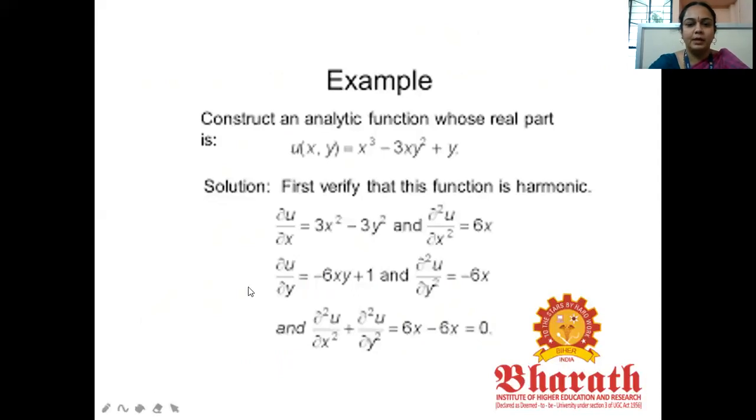Next example, construct an analytic function whose real part is u of x comma y equal to x cube minus 3xy square plus y. Differentiating with respect to x, we get 3x square minus 3y square. Second time, dou square u by dou x square equal to 6x. Similarly, with respect to y, it becomes minus 6xy plus 1. Again differentiating with respect to y, minus 6x. Sum of the two, we got 0. So since it is 0, the function u is harmonic.